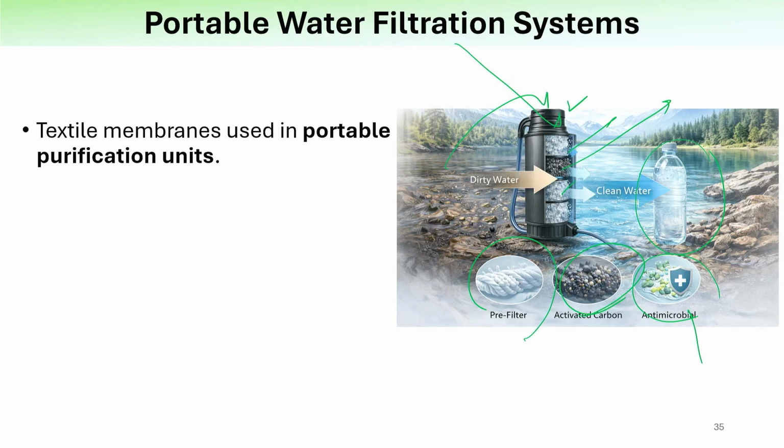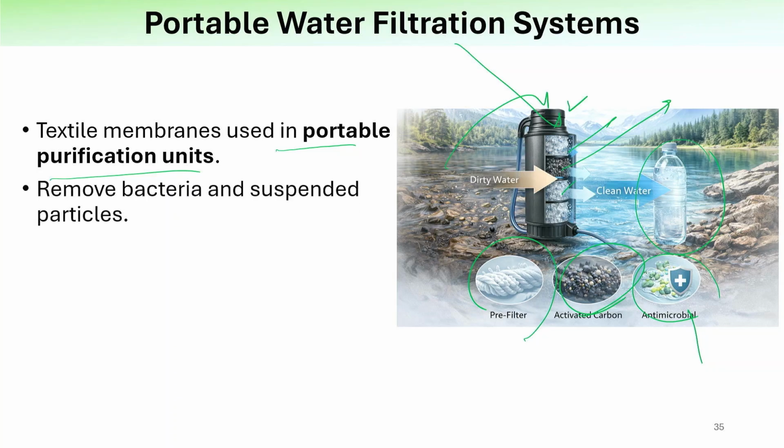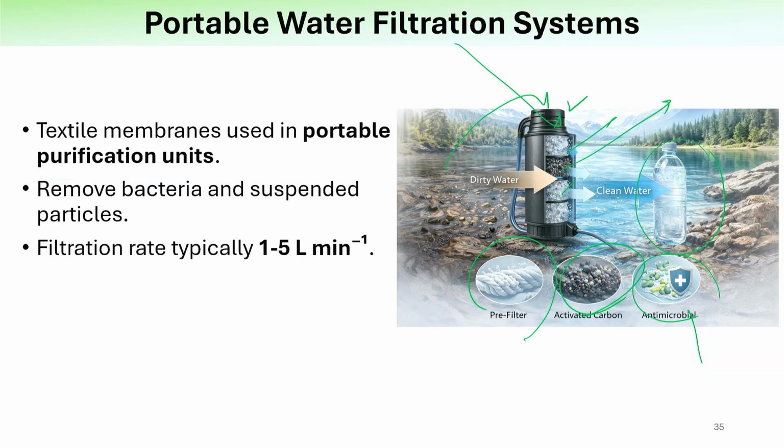So, textile membranes are used in portable purification systems. They remove bacteria and suspended particles. Filtration rate is typically 1 to 5 liters per minute. So, it is useful in disaster and relief operations. So, there are different applications of this type.